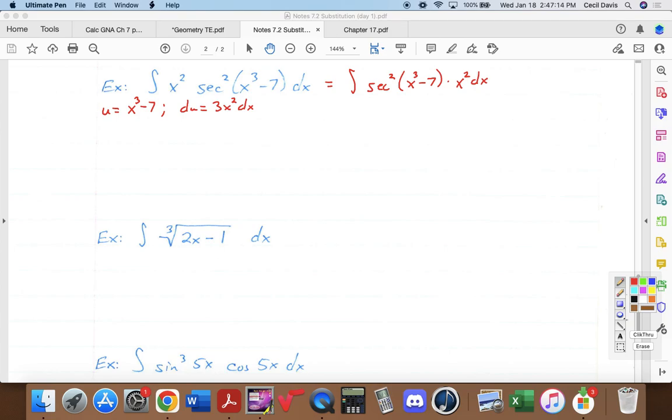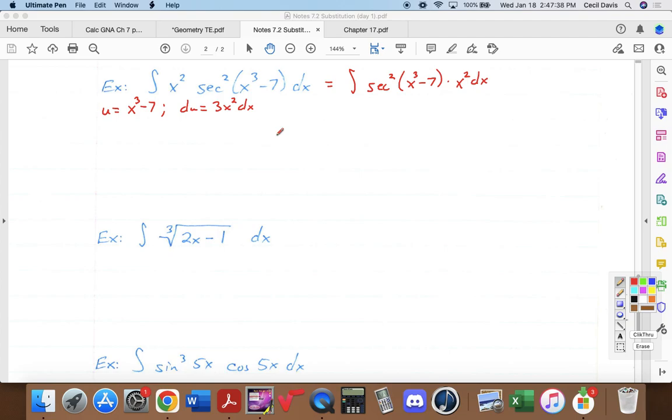Yes? Right, so even though it's not written as 3x squared, it's only x squared. Wait, what? So in the problem, it's only x squared. Right, we're going to deal with that in just a second. Hold on for just a moment. Was that the same thing you were asking about, Ben?